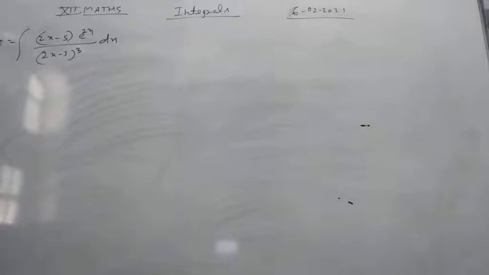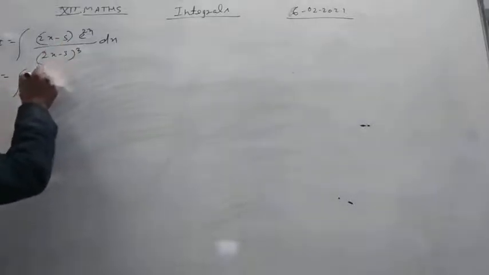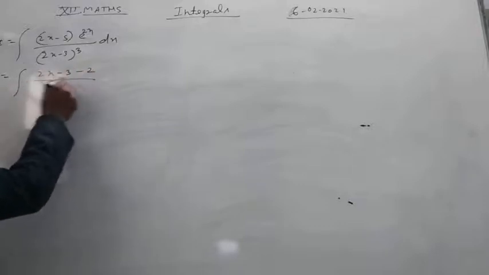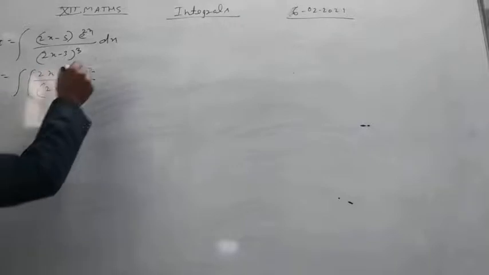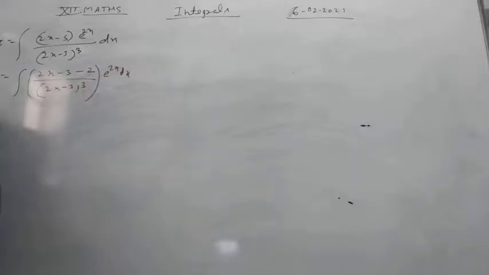Okay students, this is the next question, and we have to find the integral of this. Now I is equal to, we can write (2x minus 3) minus 2, over (2x minus 3) whole cube, and this is e to the power 2x dx.